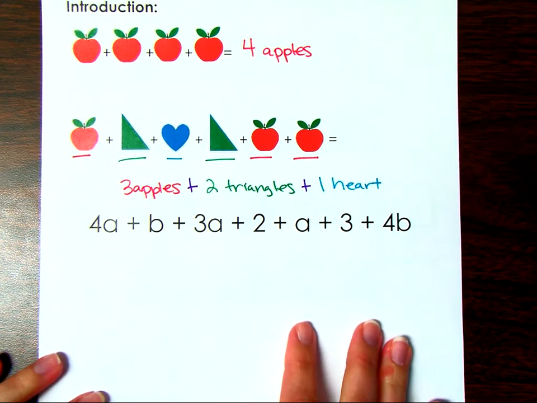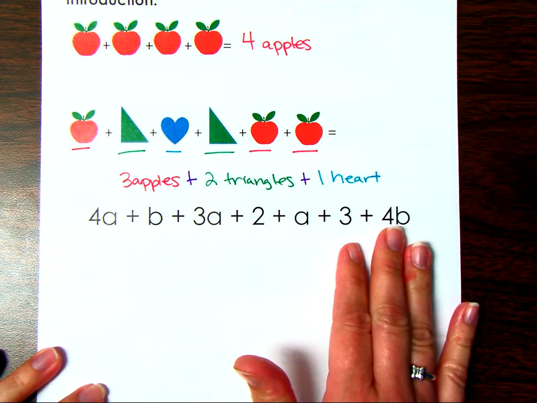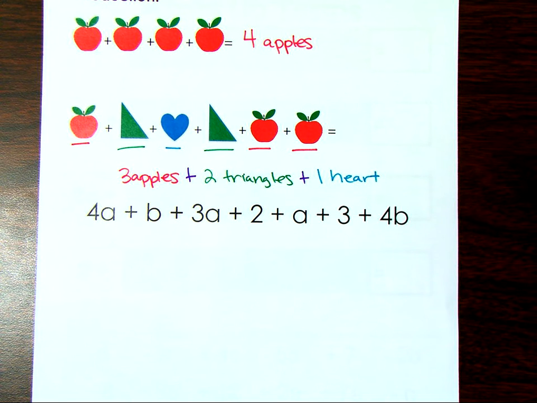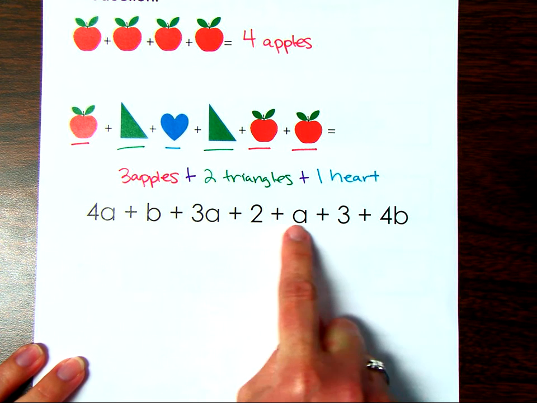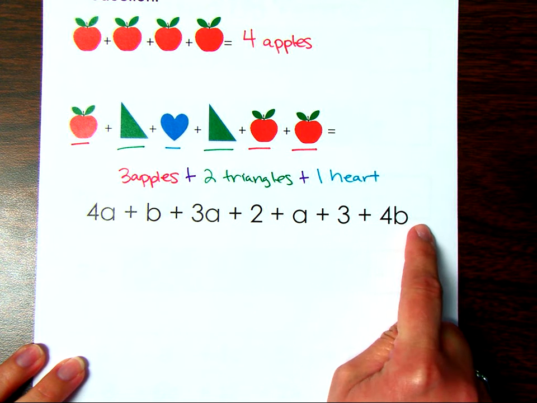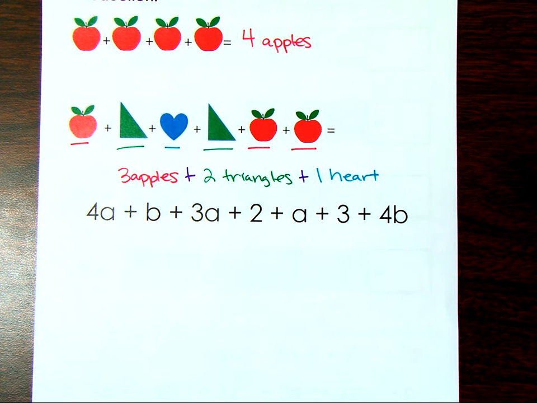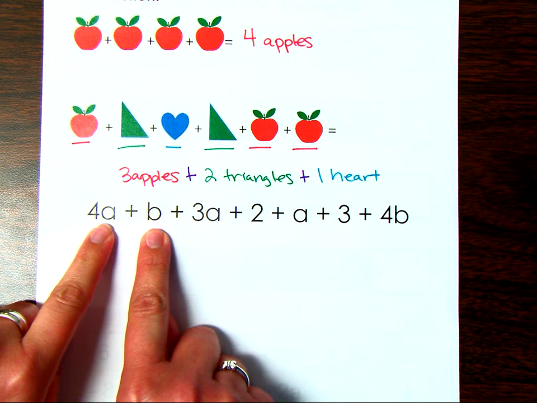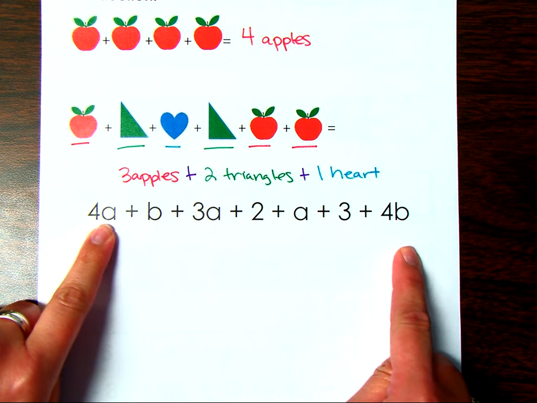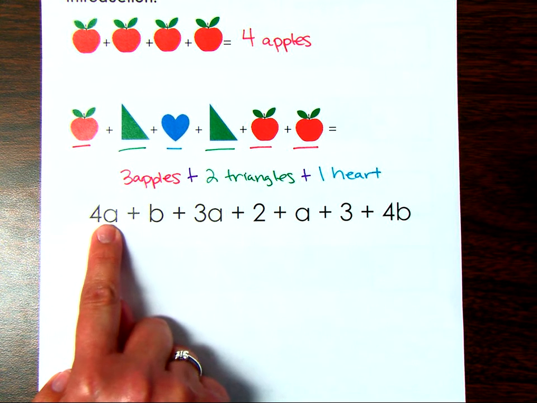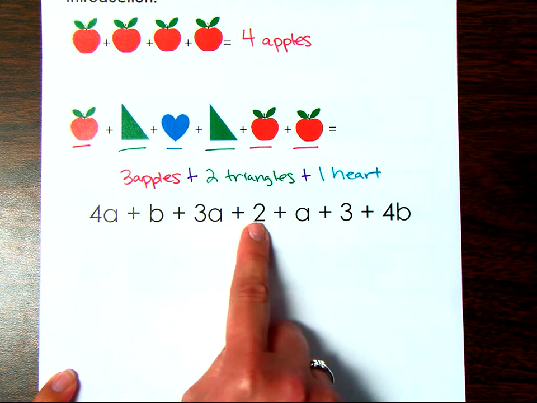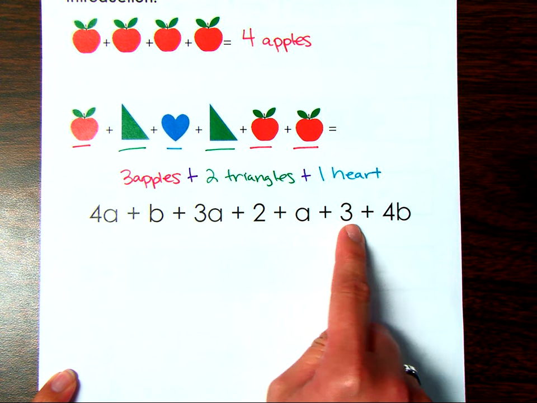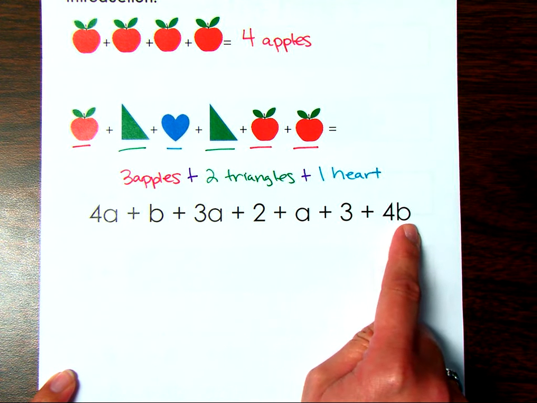Well, think about that visually when you look at this next part. Now again, the reason we're identifying like terms is so that we can put them or combine them together. Because, for example, in this expression, and remember this is an expression because there's no equal sign, if your teacher were to say, evaluate this expression when a is equal to 2, b is equal to 3, and moving on from there, you would have to do 4 times 2 plus 3 plus 3 times 2 plus 2 plus 2 plus 3 plus 4 times 3. That's a lot of work.